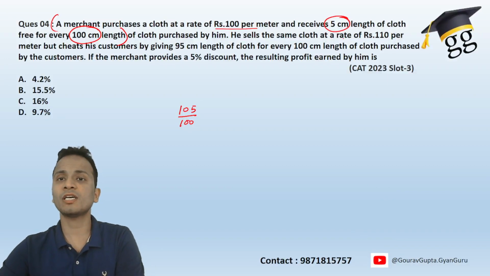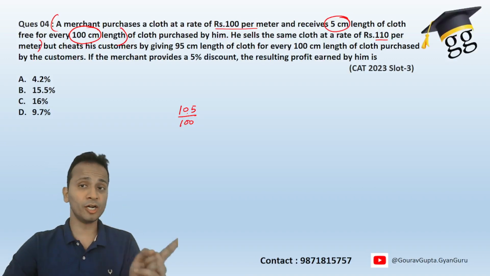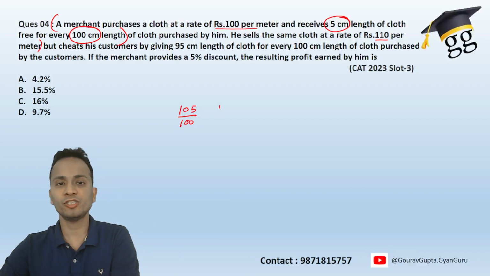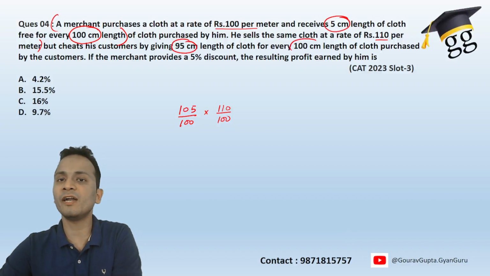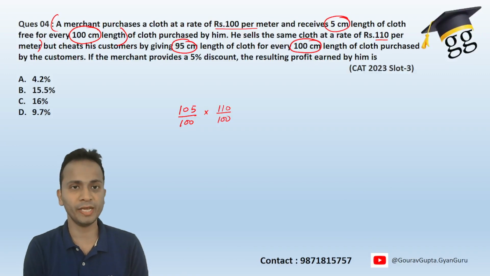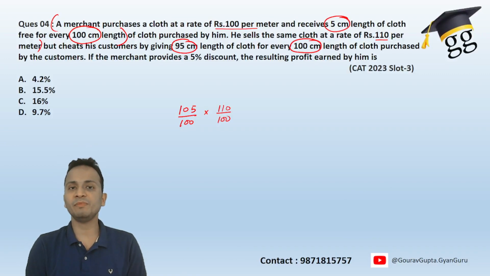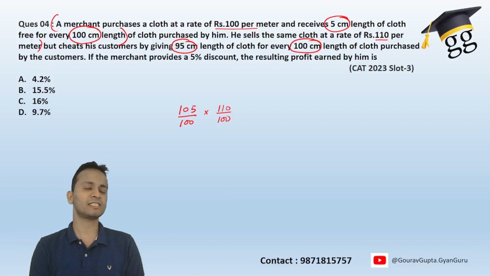He sells the same cloth at a rate of 110 per meter. Okay, he's selling at 110 per meter. So something worth 100 rupees he is selling for 110. Another way he will have his profit is that he's cheating his customer by giving 95 centimeters of cloth for every 100 centimeters of length asked by the customer. So he is giving 95 centimeters for every 100 centimeters of cloth asked. So once again he is gaining something here.